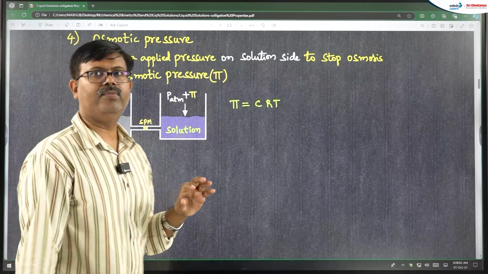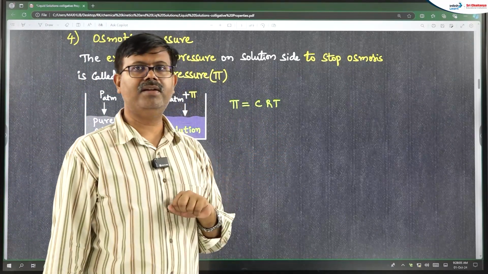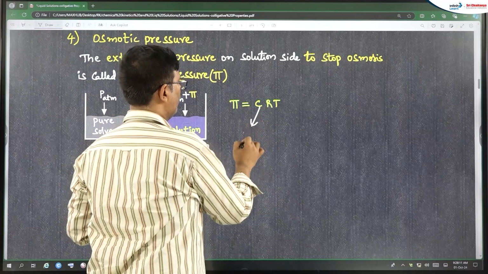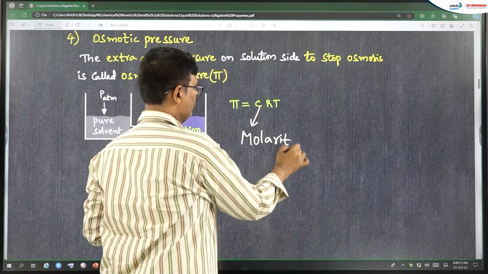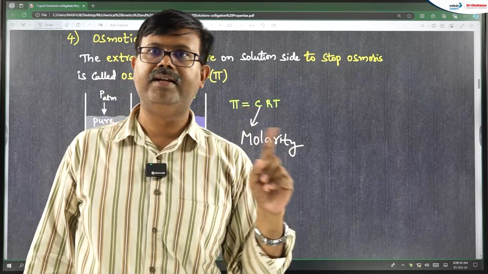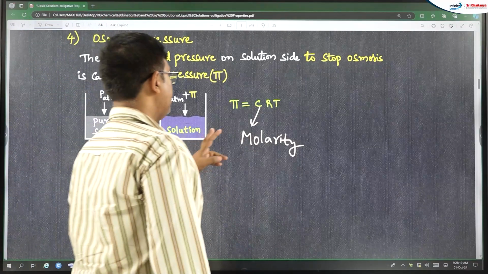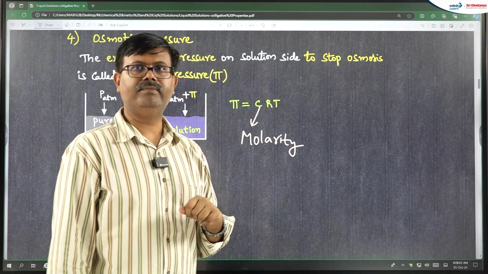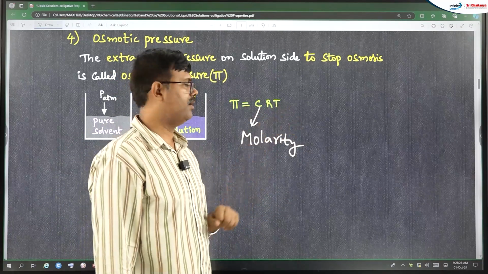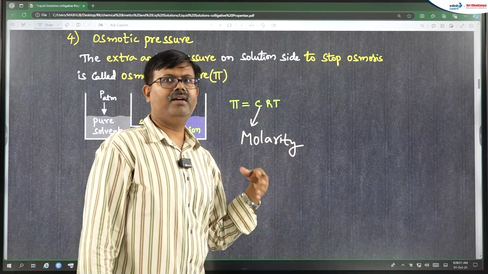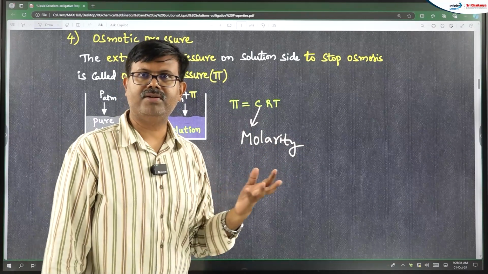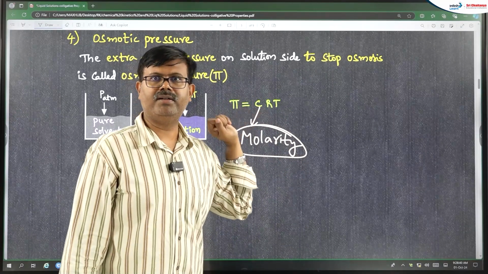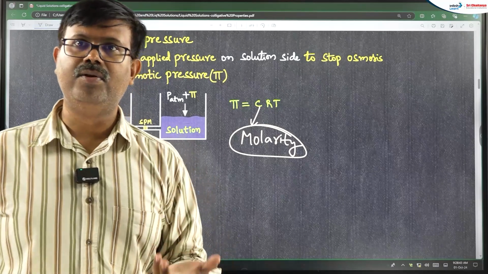Now that is also another colligative property, and that is calculated using the formula pi equals CRT, where C is molarity. It is not molality, it is molarity, moles per liter. And R is the universal gas constant, and T is temperature in Kelvin. Temperature in Kelvin, remember that. Now here also, what substance you have added as a solute does not matter. How much you have added, what is the molarity, that only affects the value of osmotic pressure. Therefore, this is also another colligative property.